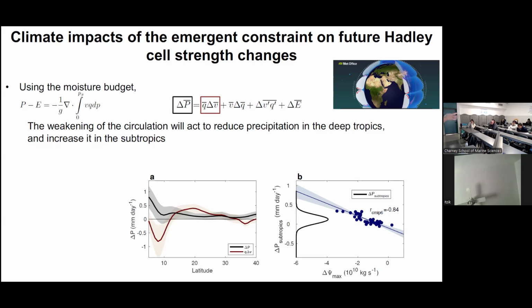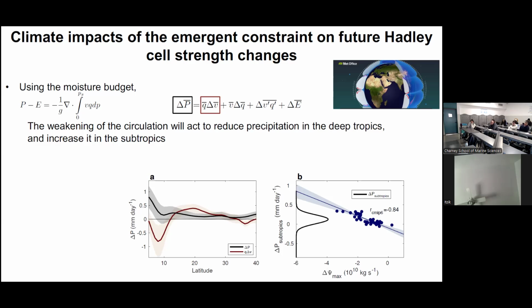Again, the difference between the late 21st and late 20th centuries across models. So each blue dot is a different model. And you can see there's a nice linear relationship that we'd expect from this kind of simple exercise. And again, the black PDF shows you how these dots are distributed along the y-axis.